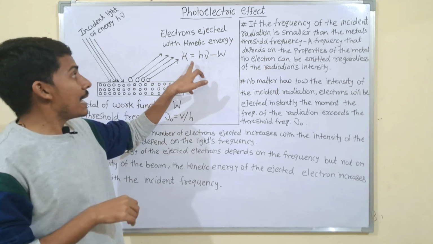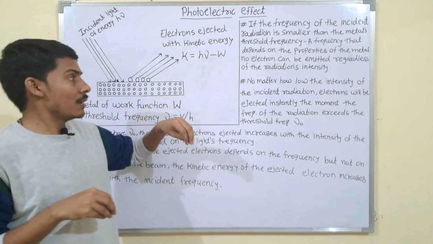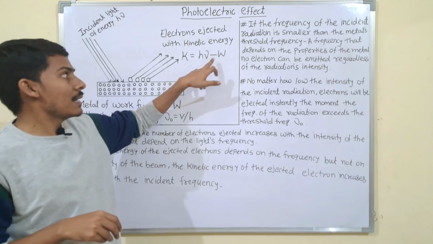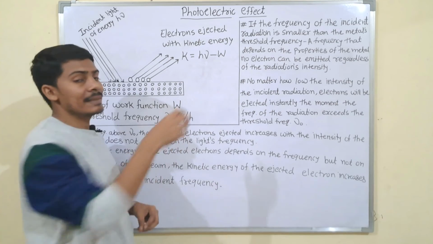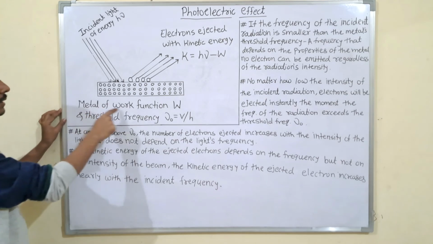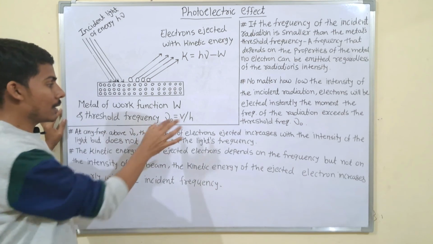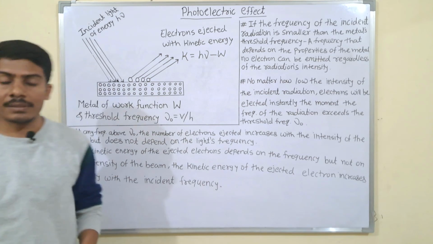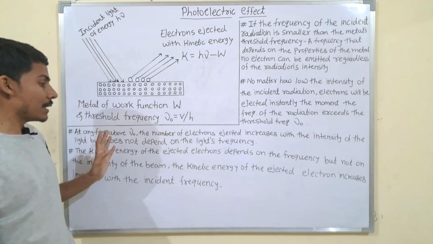Now here K equals h nu minus W, where, as I first told you, h is the Planck constant, nu is the frequency of that light, and W is the work function. The metal work function is W, and the threshold frequency nu naught equals W by h. We can put this value here, so K equals h(nu minus nu naught), and we can derive the equation for this photoelectric effect.